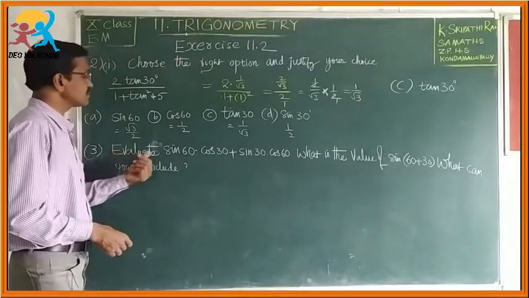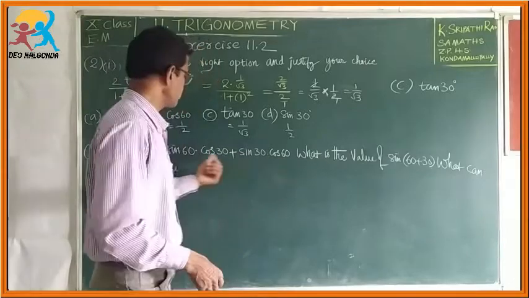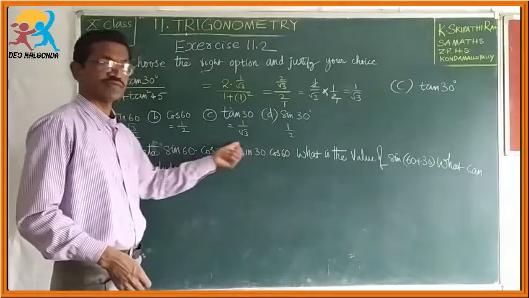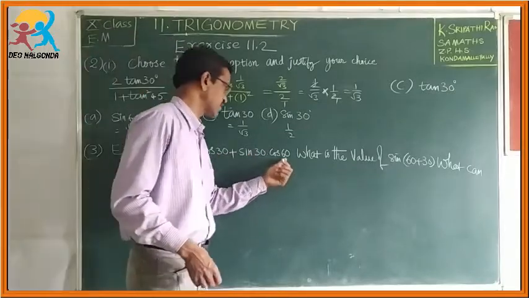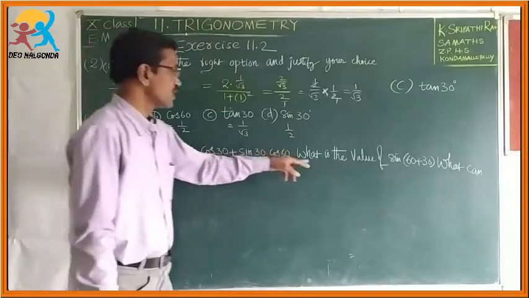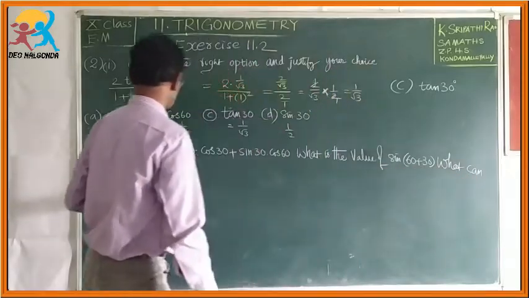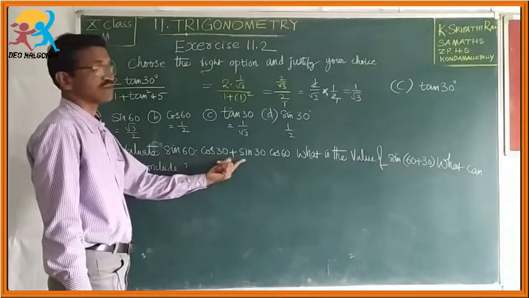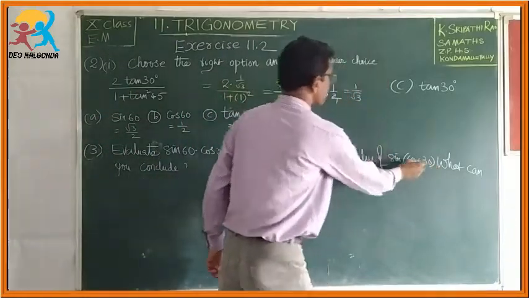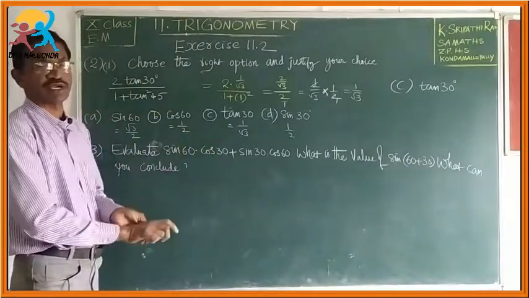Next, evaluate sin 60 cos 30 plus sin 30 cos 60. Evaluate means you have to find the value from the values of these trigonometric functions. What is the value of sin 60 plus 30? What can you conclude? Calculate the value of the first one and calculate the value of the second one. From these two, what can you conclude?